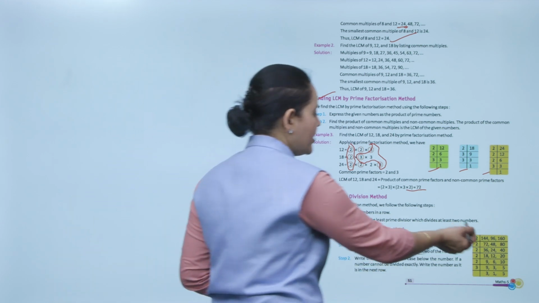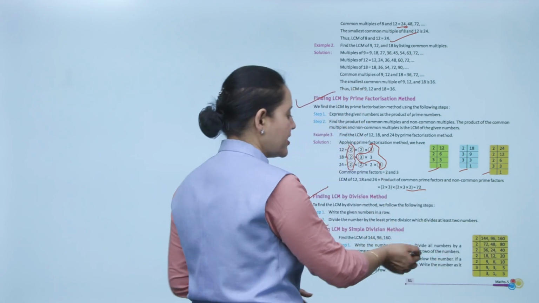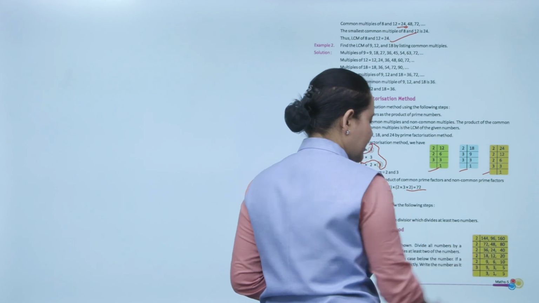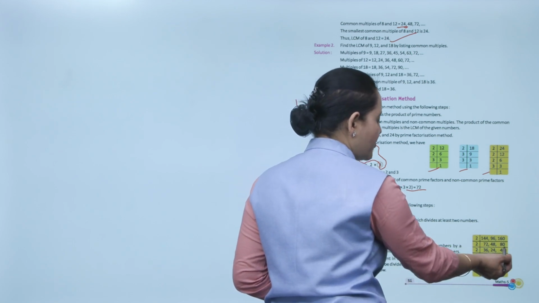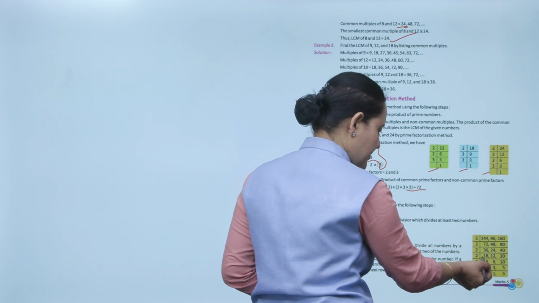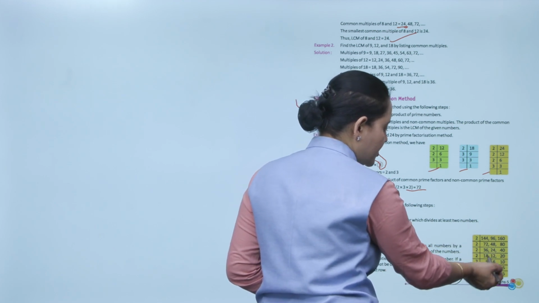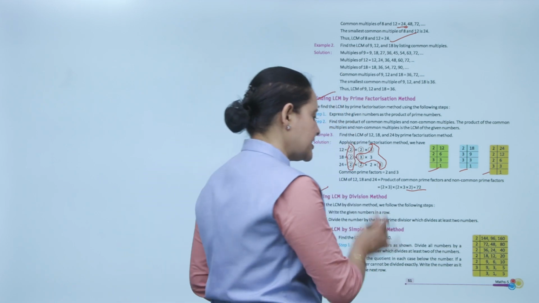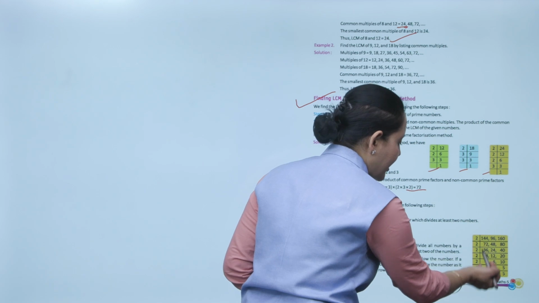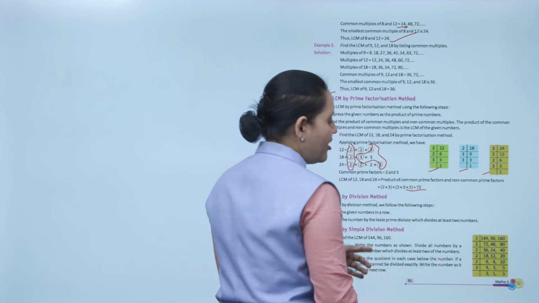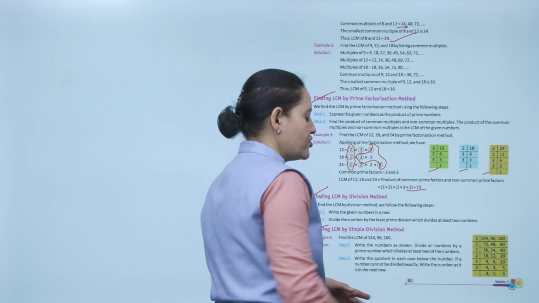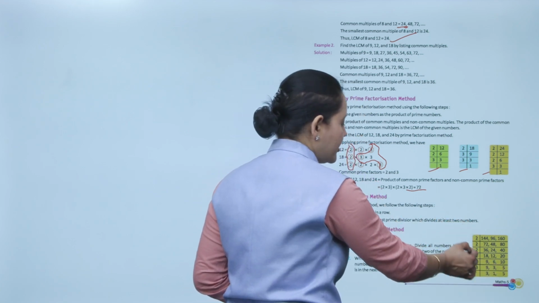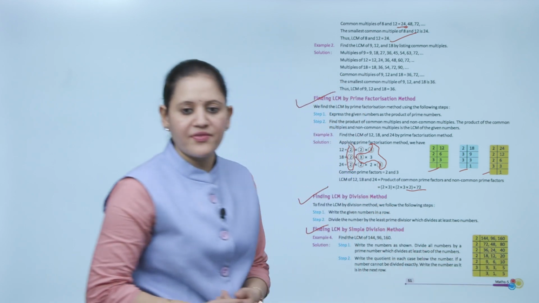Like here, 144, 96, 160. So first we'll divide by 2. All these three numbers can be divided by 2. We'll get 72, 48 and 80. Again divide by 2, we'll get 36, 24, 40. Again divide by 2 and again by 2, we'll get 9, 6 and 10. Now 9 cannot be divided by 2 but 6 and 10 can be. So divide by 2, we'll get 9 as it is, 3 and 5. Now we cannot divide these numbers by 2. So we'll divide by 3. 3 times 1 and 5. So all these numbers multiplied will give us the LCM of the given numbers.